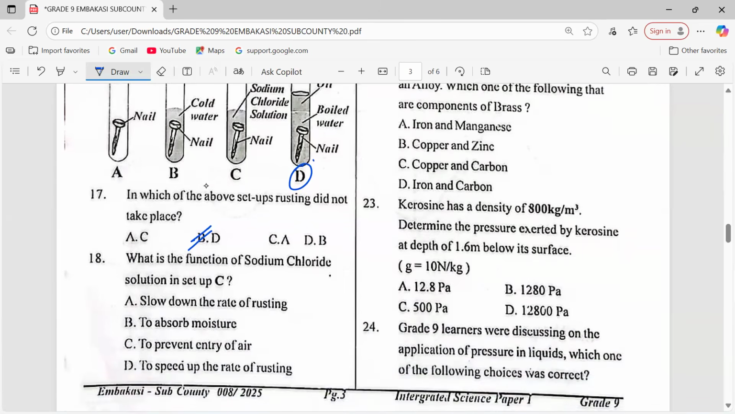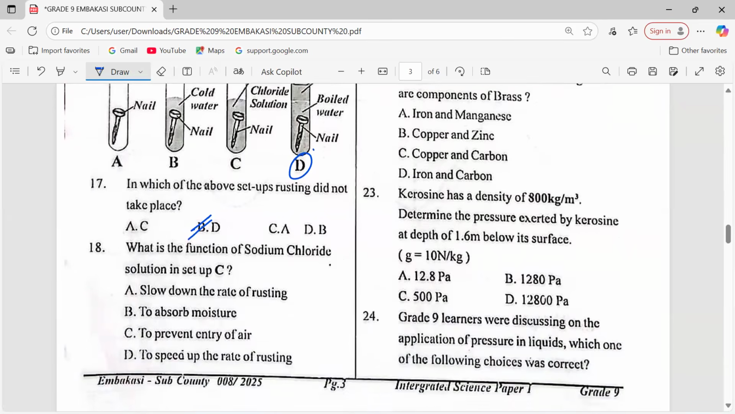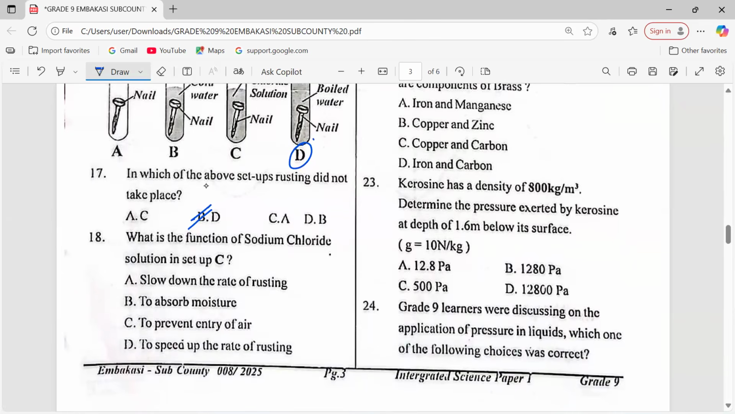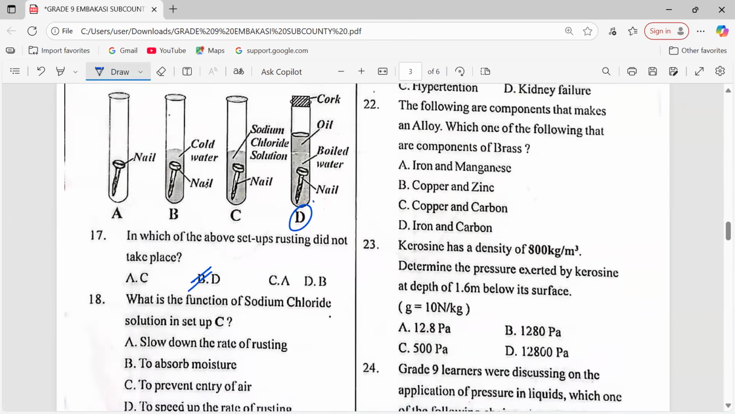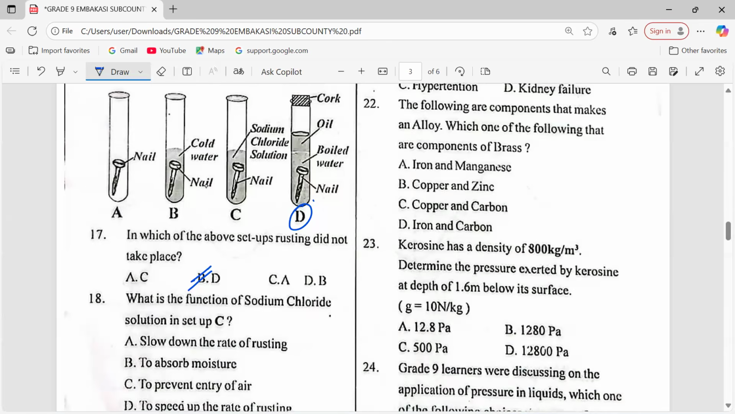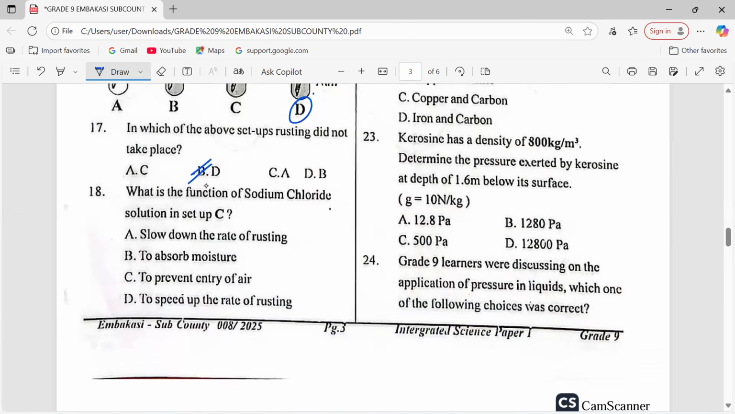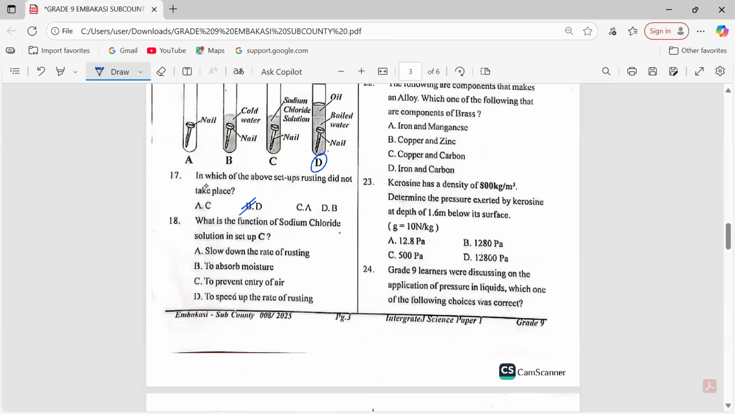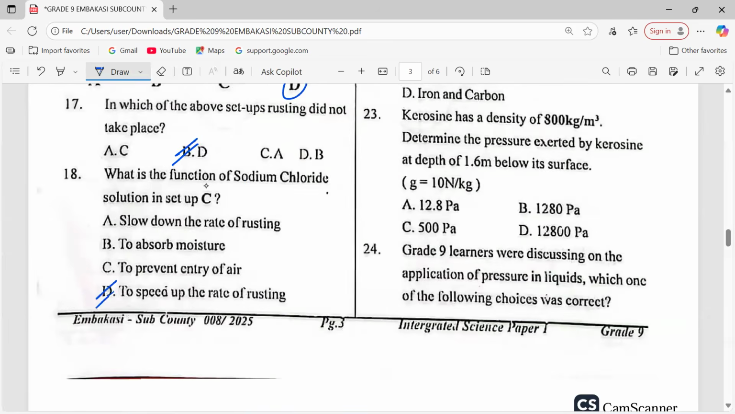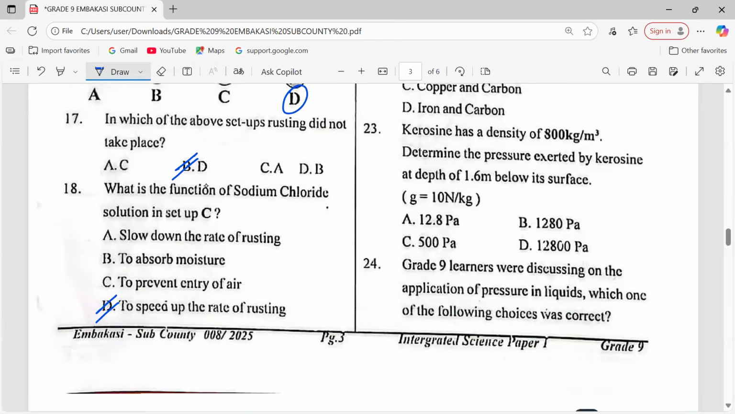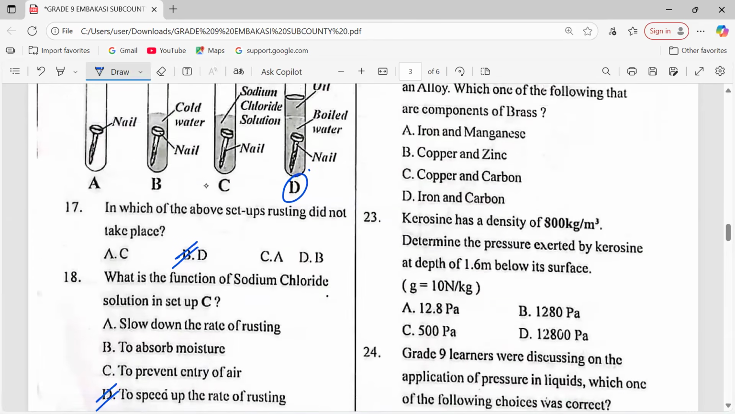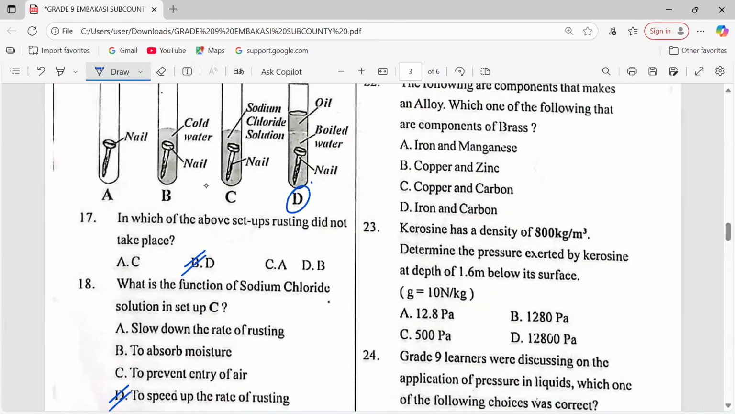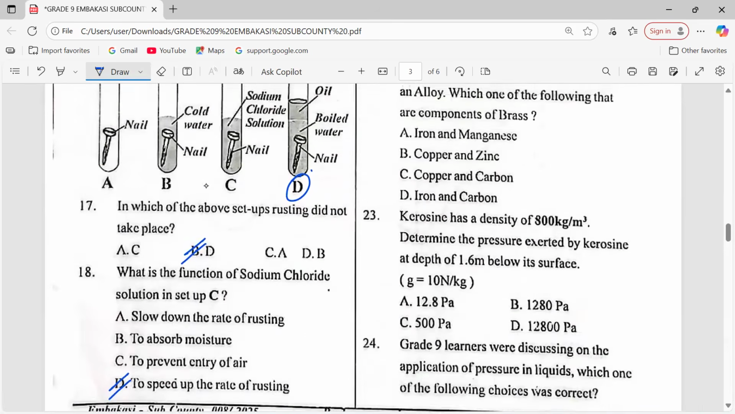Now, what is the function of sodium chloride in setup C? Remember, there are conditions which are necessary for rusting and others that accelerate the process of rusting. Salty conditions and acidic conditions are some of the factors that accelerate or speed up the rate of rusting. So the salty condition accelerates the process of rusting.